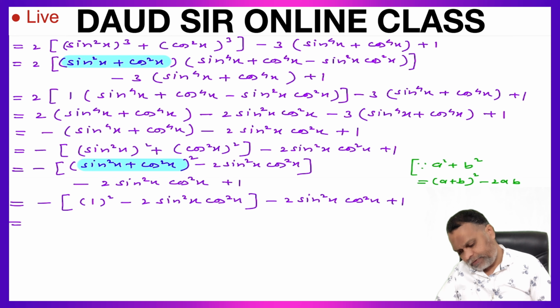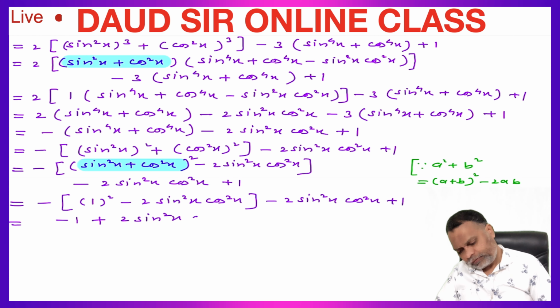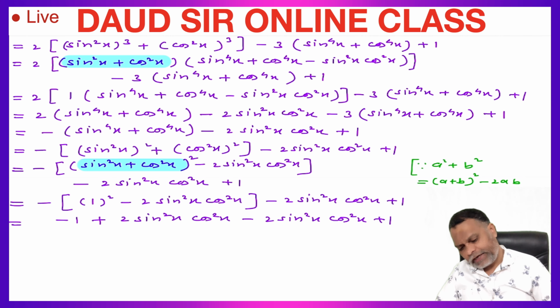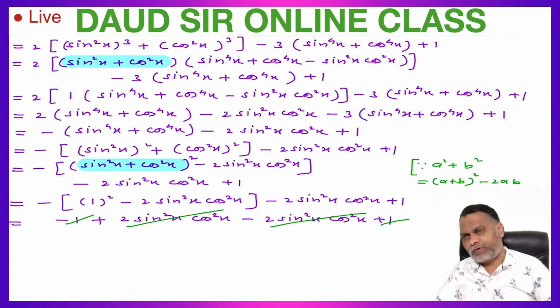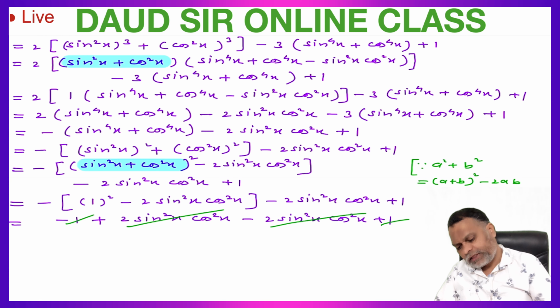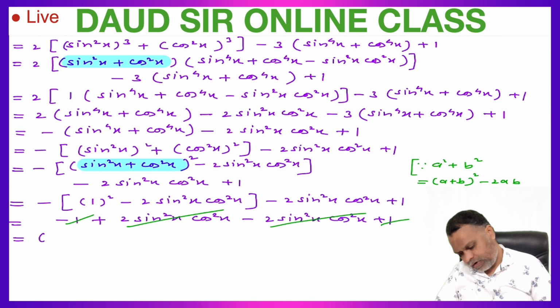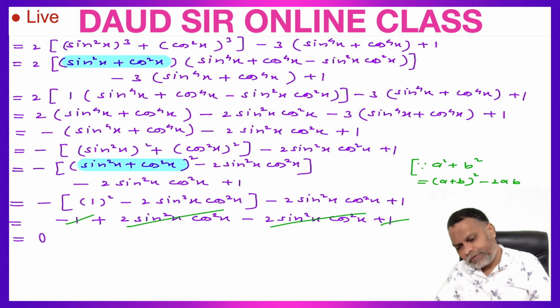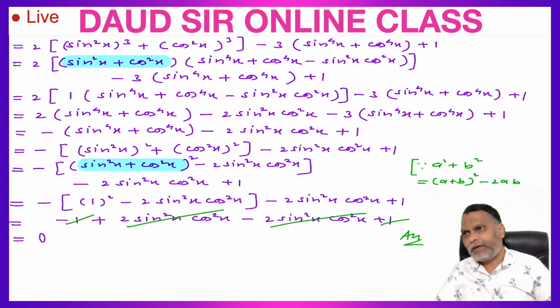Open this bracket, multiplying by the minus sign. So minus 1 plus 2 sin square x into cos square x minus 2 sin square x into cos square x plus 1. Now we can cancel this negative 1 with positive 1, and 2 sin square x cos square x negative with 2 sin square x cos square x positive. So all the terms are cancelled. Finally we have got 0. So the required value of the given expression is 0.